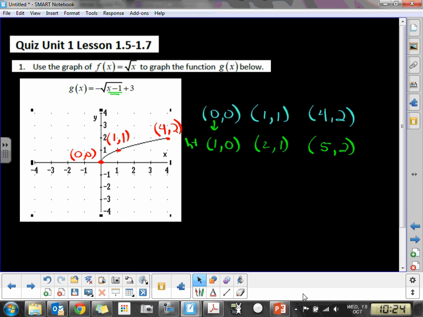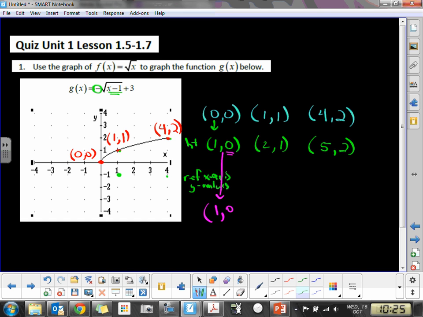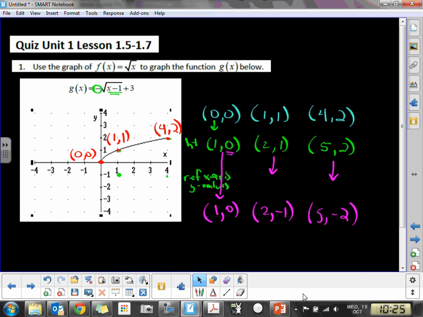The next thing that happens is a reflection. So now we're going to reflect across the x-axis. If we reflect across the x-axis, I would only change the y values to their opposites. So when it's outside the grouping symbols, remember, it's going to have an impact on your y values. Make sure you go to your y values and start changing them. I want the ordered pair 1, 0 to become 1, comma, the opposite of 0, which is still 0. Then I want the 2, 1 to become 2, comma, the opposite of 1, which is -1. Then I want the 5, 2 to become 5, comma, the opposite of 2, which is -2. So that was my reflection across the x-axis.